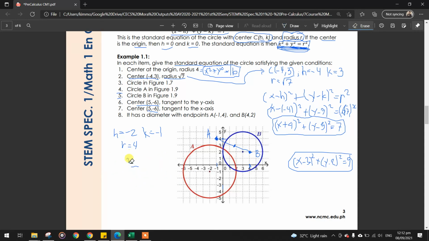Let me erase this. So to find the coordinate of our center, what is the coordinate of our C, or our center here, sir? So to find the coordinate of our center, we are going to use the midpoint formula. We are going to find the midpoint using the two endpoints of the circle. So the coordinate of our center is equal to the midpoint.